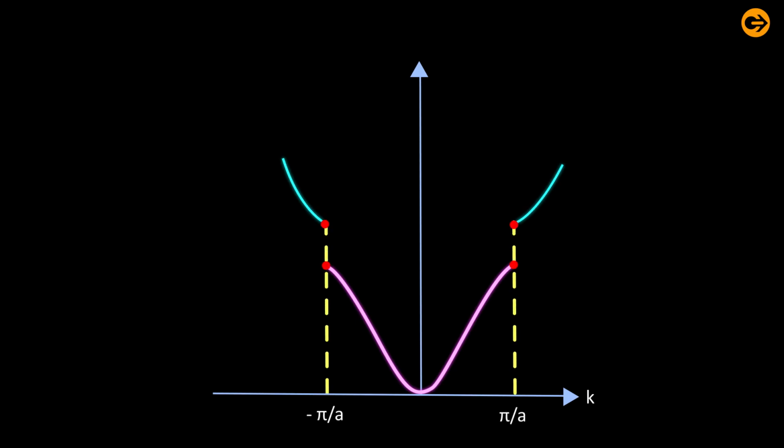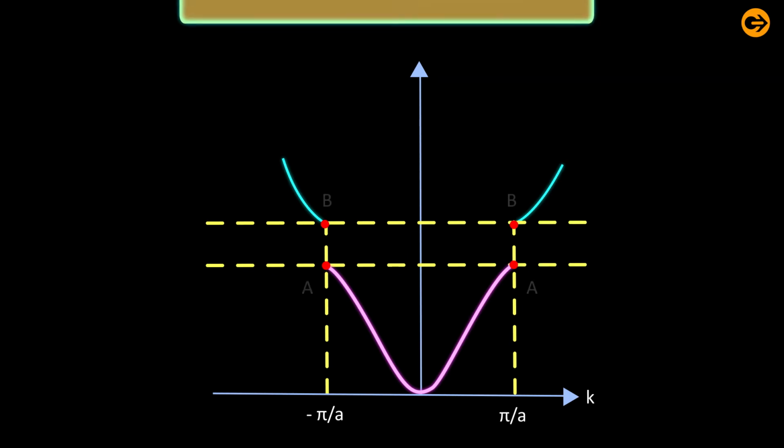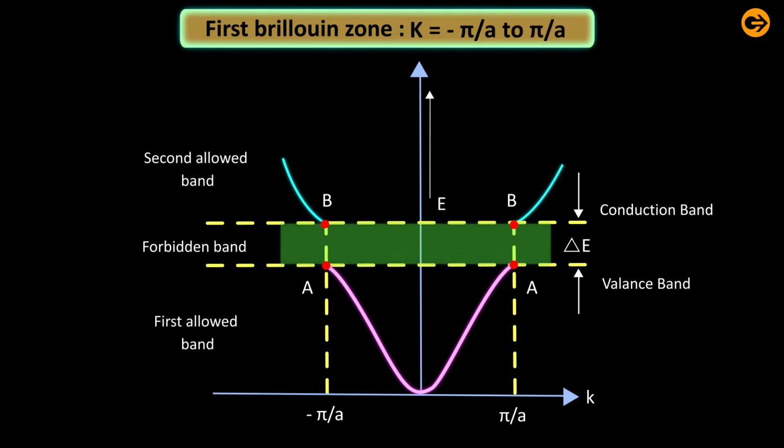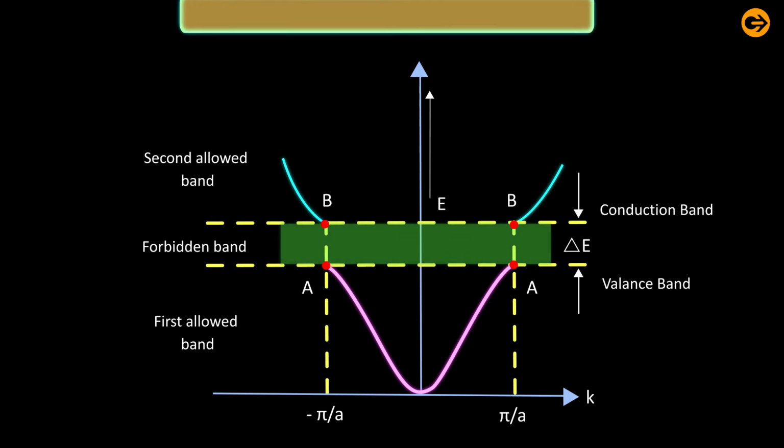We know it is the first Brillouin zone structure of a crystal, and in the first Brillouin zone, the boundary is k equal to minus pi by a to pi by a. And here, minus pi by a to pi by a area. Direct band gap and indirect band gaps.